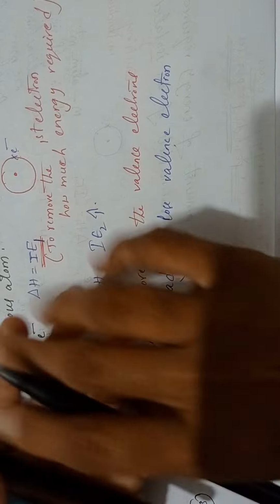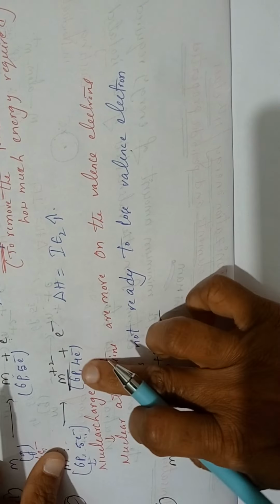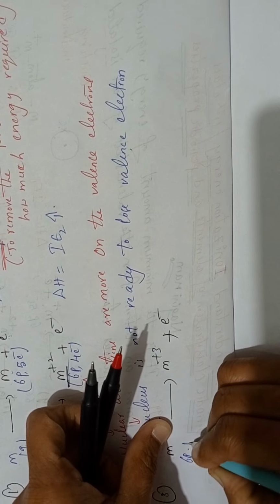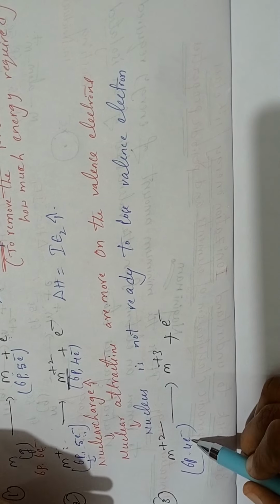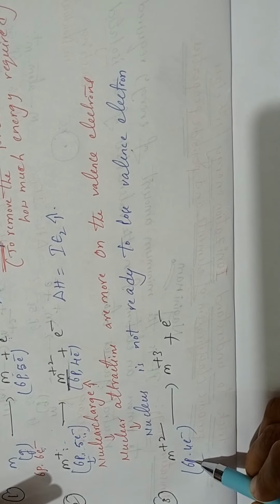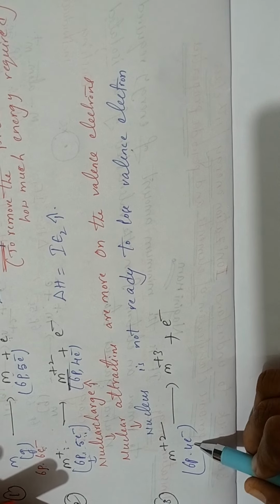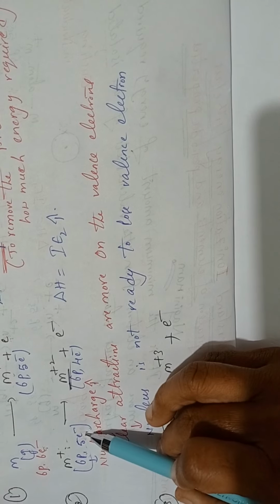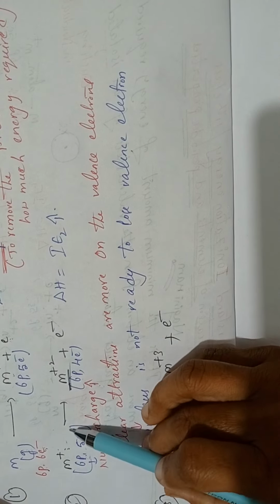In M plus 2, how many protons are there, students? 6 protons, so 4 electrons. From 4 electrons, the 6 protons number is more, the electrons number is very less. Even with 5 electrons, 6 protons were strongly attracting. Still the electrons number is decreasing.